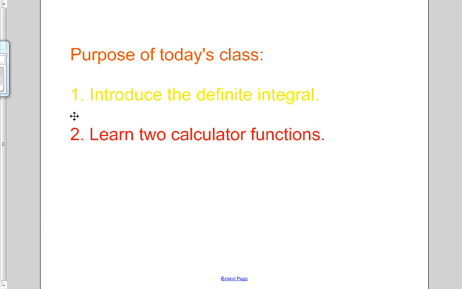All right, so getting colorful here. Purpose of today's lesson: introduce something called the definite integral, and we were hinting at that the other day. And then learn two calculator functions that will let us take the definite integral without having to do much algebraic work. So nice functions for you to become familiar with.